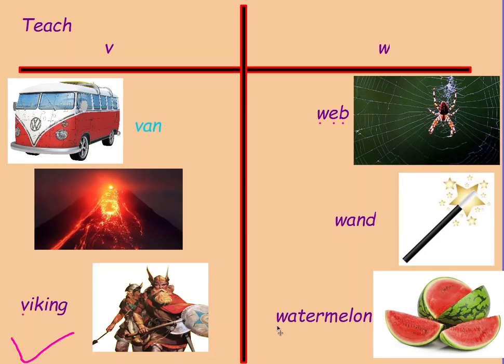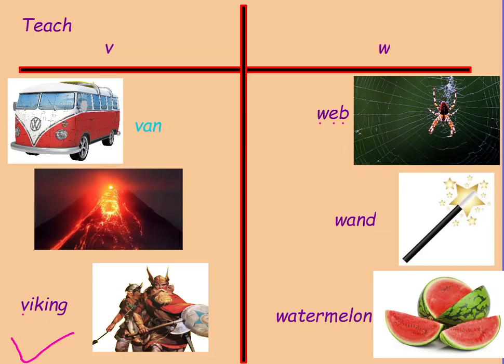Okay, there we go. There it is. So watermelon, also beginning with the W sound. Okay, so we have the V, which makes the V sound for van, for volcano, for Viking. And we have W, which makes the W sound for web, for wand, and for watermelon.